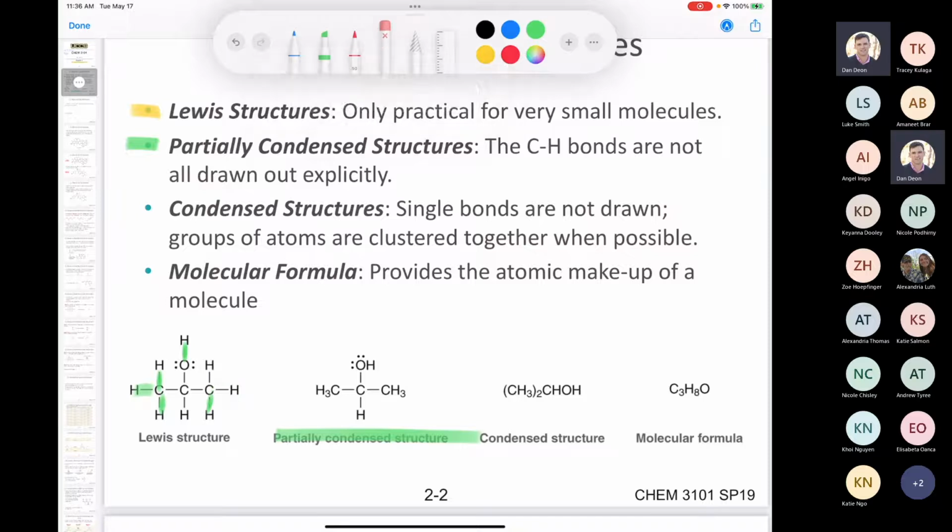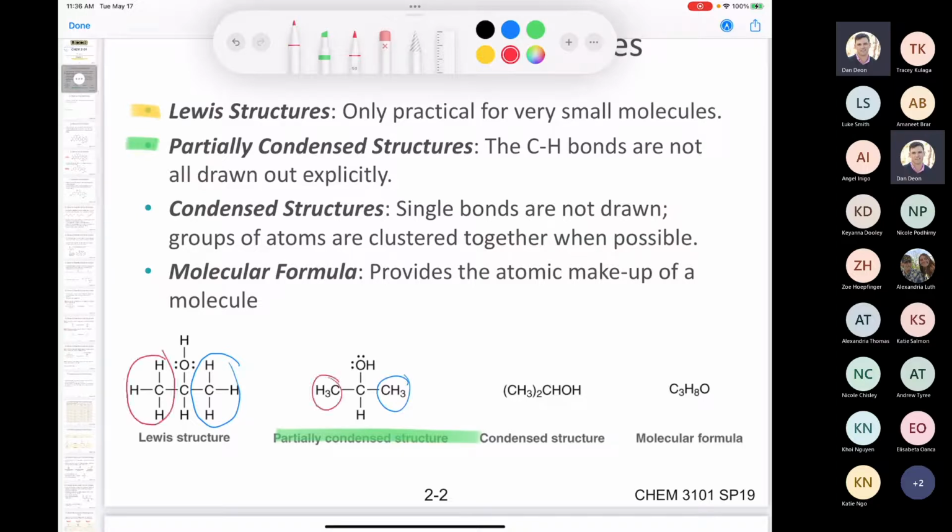Put another way, you can see how they grouped together this CH3 right here, and they grouped together this CH3 group over here, and then they grouped together the OH group right here. So partially condensed them, got rid of some of the single bonds to simplify the structure. And you can see how it would take much less time to write out the partially condensed structure than it did to draw the Lewis structure.